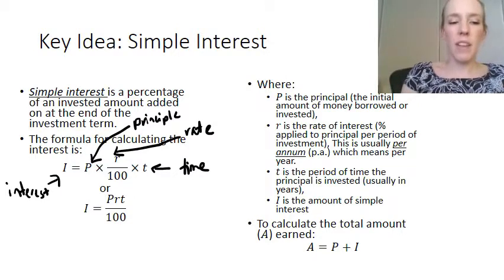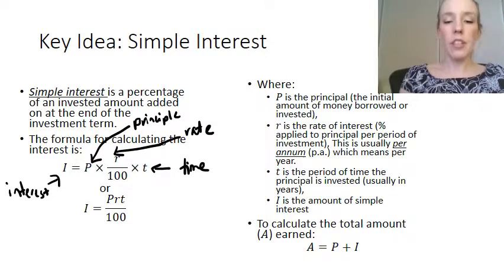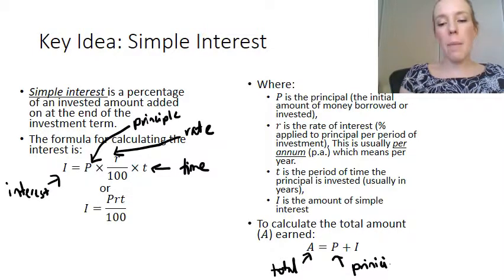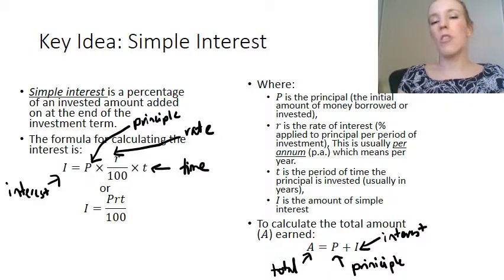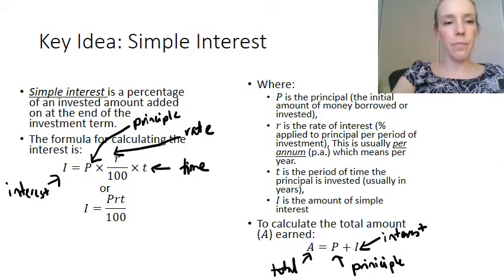So this will give us our interest. If we want to calculate the total amount of money earned, we have to do A, which stands for the total amount. So the total equals the principal plus the interest. If you want to know how much money you're going to have in total, you have to add the principal amount, what you started with, plus your interest. That will give you the total amount of money.